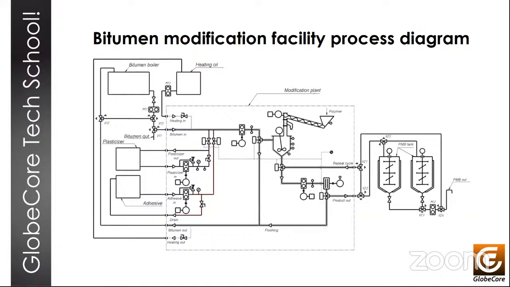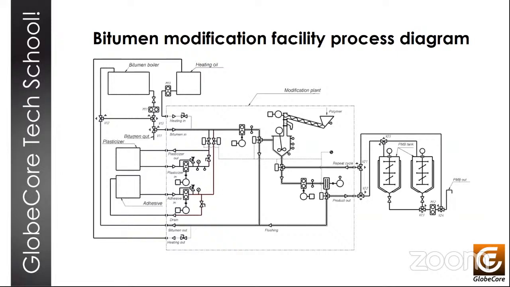After the bitumen in that boiler reaches a uniform temperature, this bitumen is then fed to the modification plant through a heated feed pipeline. The plant itself is heated to the operating temperature of 90 degrees by the circulation of heat oil that is provided by the pump M1.3.